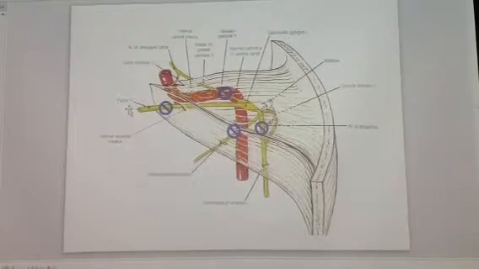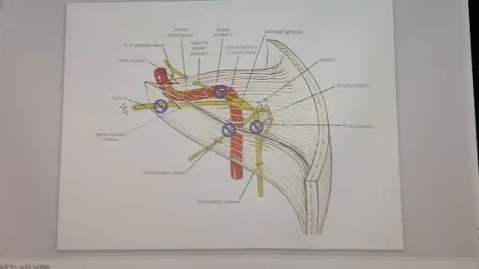We did not talk about ganglia of 10. Okay, we talked about 10 a lot.